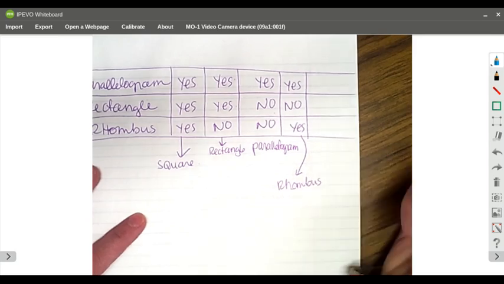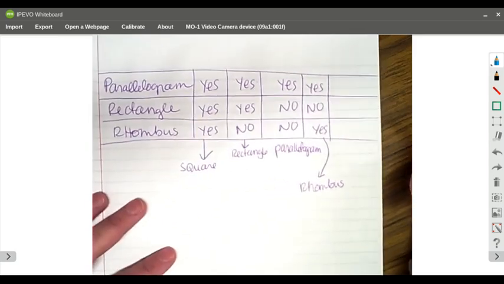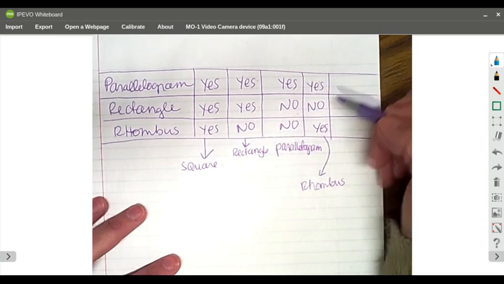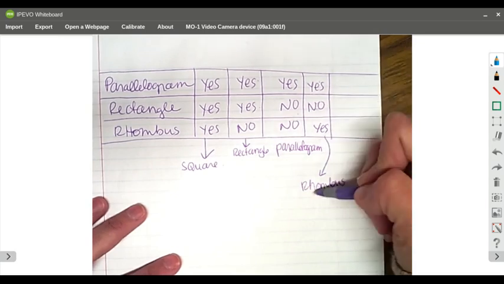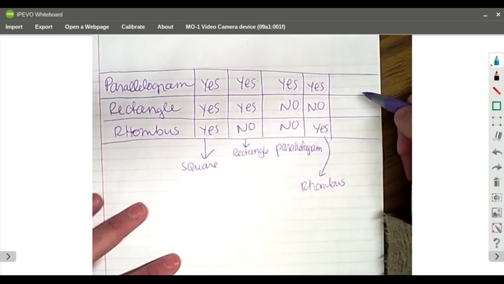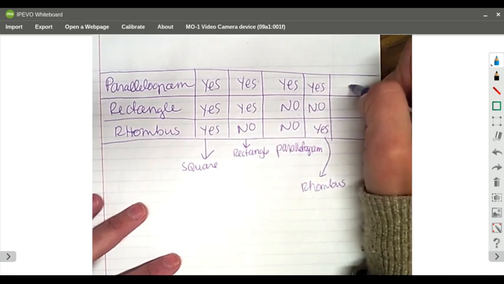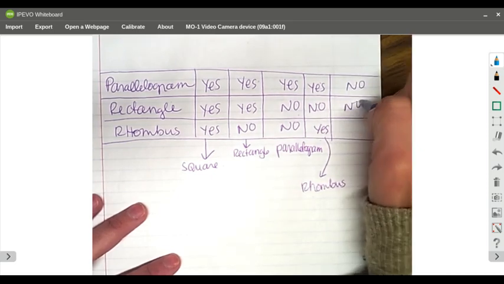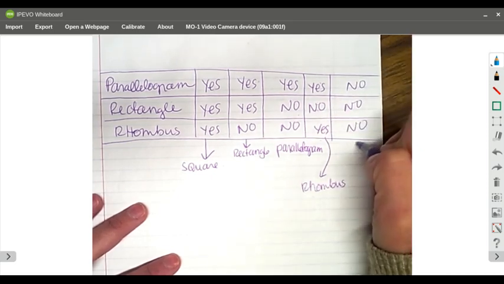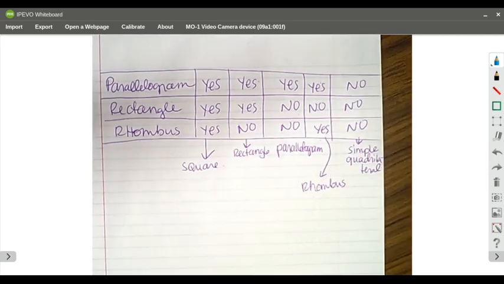I'll write this up a little bit nicer and put it on Classroom. I kind of ran out of room here. So if we got yes, it's parallelogram, no, it's not a rectangle, yes, it's a rhombus, then it's a rhombus. Actually, there's only one left. What if we got no, no, no? Then it's called a simple quadrilateral.